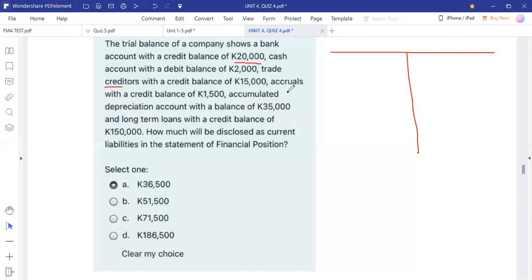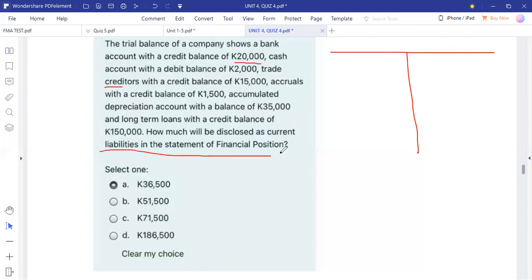Accruals expenses, so possibly debited. Then accumulated depreciation with a balance of 35,000, and the long-term loans with a credit of 150. How much will be disclosed as the current liabilities in the financial statement?